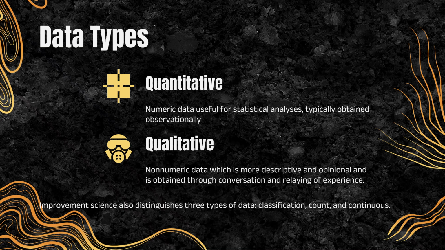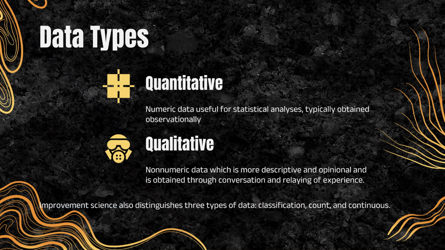So next we can get into data types. I'm sure you're all aware of quantitative and qualitative data, but it is that important with performance and quality that we should talk about it again. Again, you should all know it, so easy stuff to go over. Quantitative data is numerical data useful for statistical analyses, typically obtained through observation, but not always. We can use surveys and self-report tools. Then we have qualitative data, which is non-numerical data, which is more descriptive and opinion-based and is obtained through conversation and the relaying of experience. So think focus groups, semi-structured interviews, and so on and so forth.